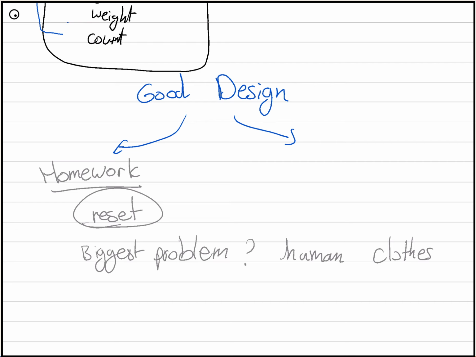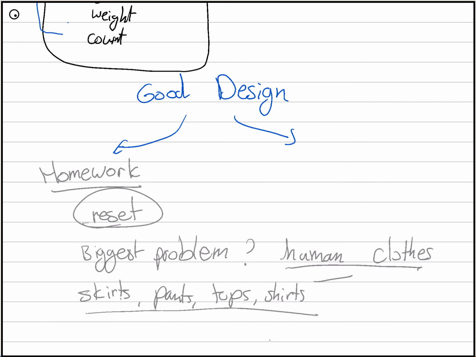So we want to design a program that represents clothing items. So items like skirts, pants, tops, and shirts. We want to accurately code their similarities and differences. We want to essentially build a closet and save the world and be a hero. All right, any questions about this? Let's go. Let's become the hero of the world. I'm very excited for this.